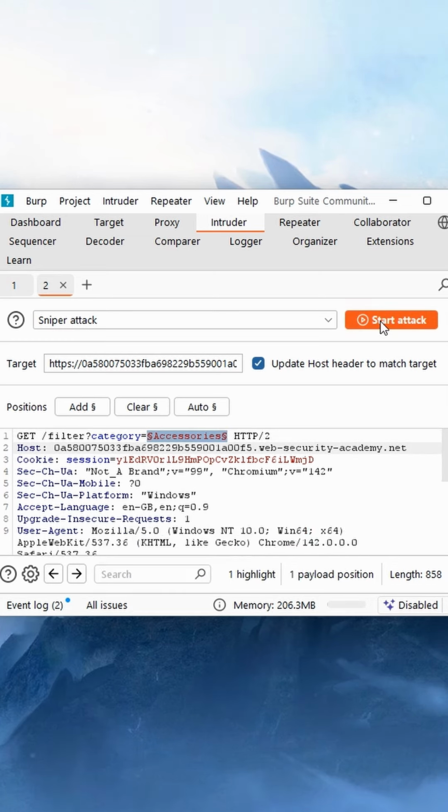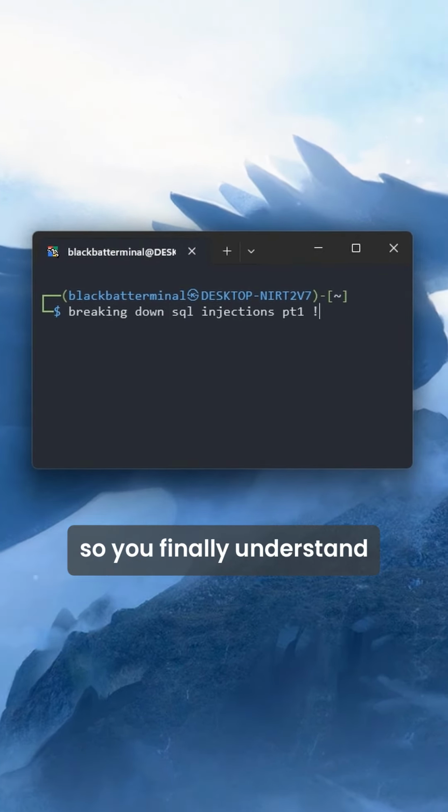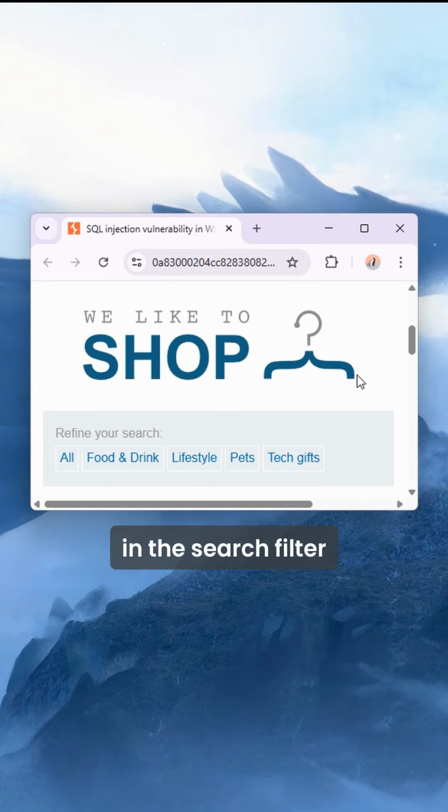Stop blindly testing SQL injection payloads. This is part 1 of breaking down complex payloads, so you finally understand why they work. Our goal is to exploit a vulnerability in the search filter.